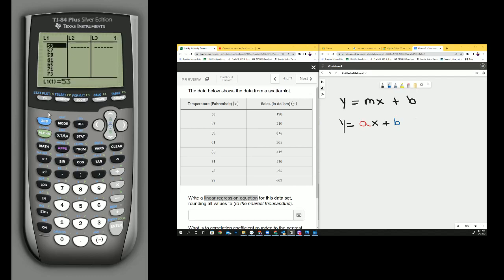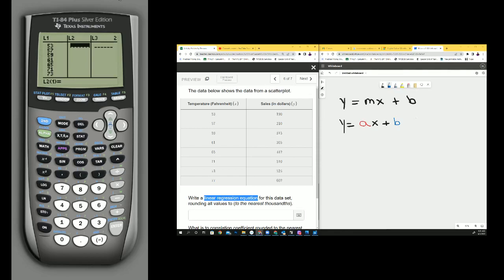Now I'm going to go to the right because I want to input numbers into list 2. The only important part of this is that you have to make sure the numbers in list 2 correspond to the same numbers in list 1. So 53 has to correspond with 190. 57 should correspond with 210. Otherwise your data and your equation will be very off.